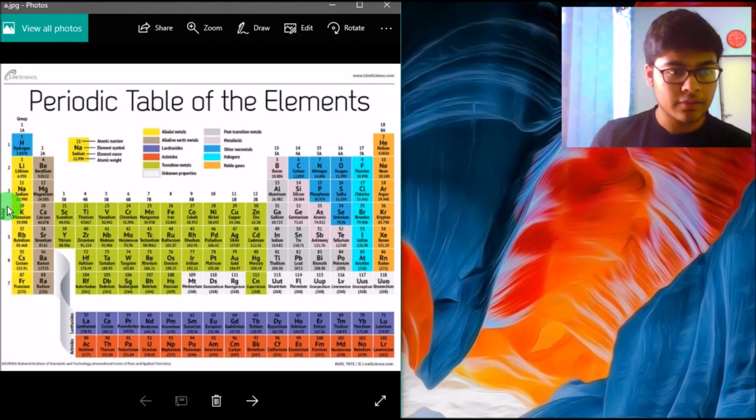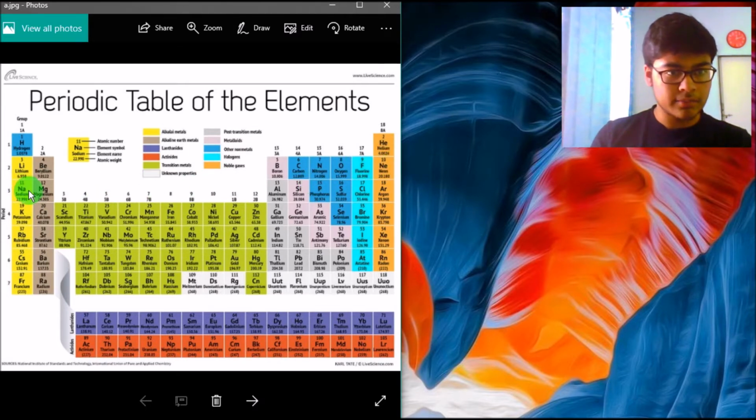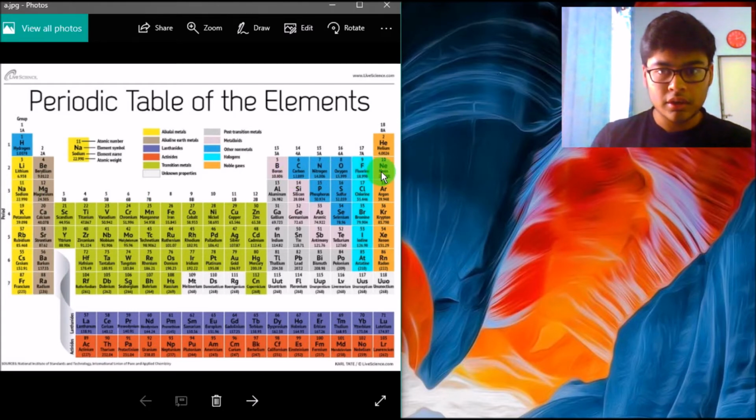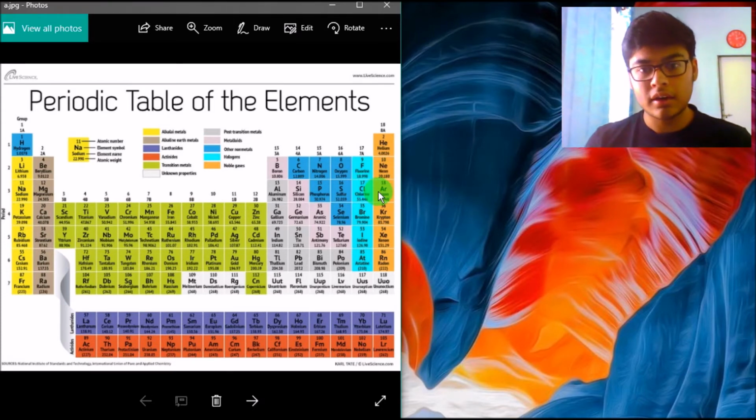For example, if we look at sodium, sodium is just after neon. You can see neon and then there's sodium. Sodium has 1 extra electron than neon. Neon has 10, sodium has 11. So if it can lose 1 electron, it will have a configuration like neon. And chlorine, if it gains 1 electron, it will have a configuration like argon.